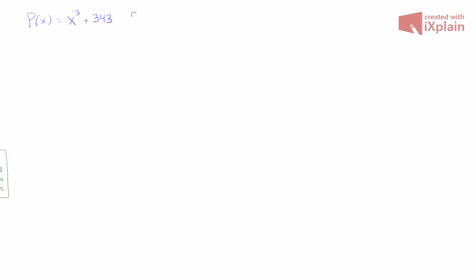Our last example for this video is p of x equals x cubed plus 343, and we want to find all roots. So when I look at this polynomial, hopefully by now you are able to notice when something kind of special is going on. This is a special polynomial because x cubed and 343 are perfect cubes. So we can actually factor this one using a different method than what I listed originally.